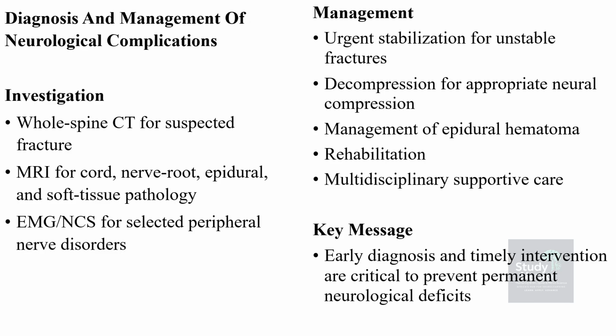When a neurological complication is suspected, imaging should be performed promptly. A whole spine computed tomography scan is important when a fracture is possible, because injuries may occur at more than one spinal level. Magnetic resonance imaging is used to assess the spinal cord, nerve roots, epidural space, and other soft tissues. Electromyography and nerve conduction studies may help when a peripheral nerve disorder is suspected.